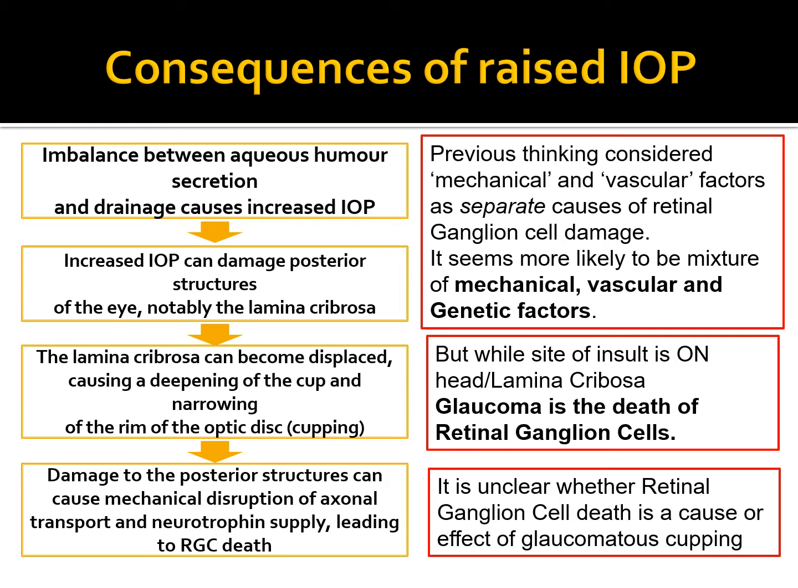Previous thinking considered mechanical and vascular factors as separate causes of retinal ganglion cell damage, but it seems more likely perhaps it's a mixture of mechanical, vascular and genetic factors. But again, back to our normal tension glaucoma thing, there's definitely, one would argue, more of a shift towards the vascular end, whereas perhaps high tension glaucoma is more towards the mechanical, perhaps.